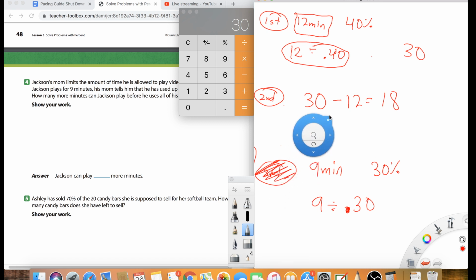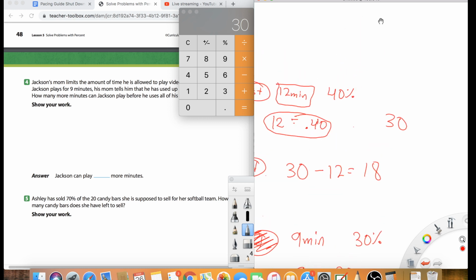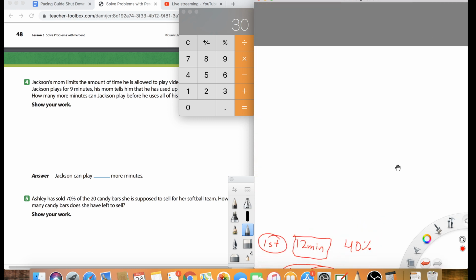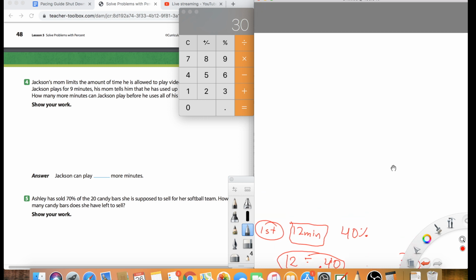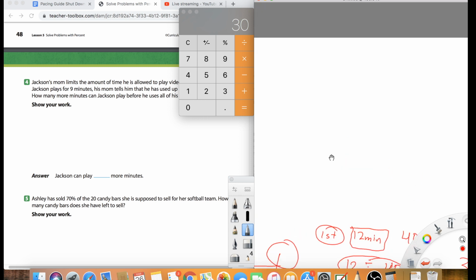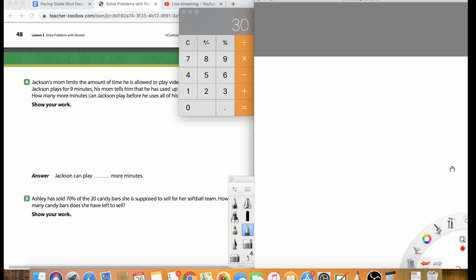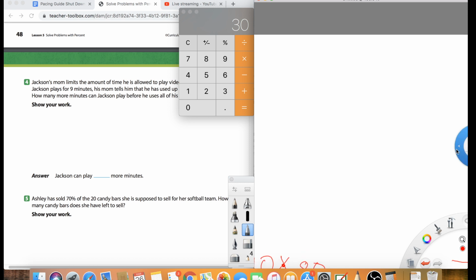Let's see. We have some space up here. All right, here will be fine. We use everything already? I guess not this side that much. There we go.